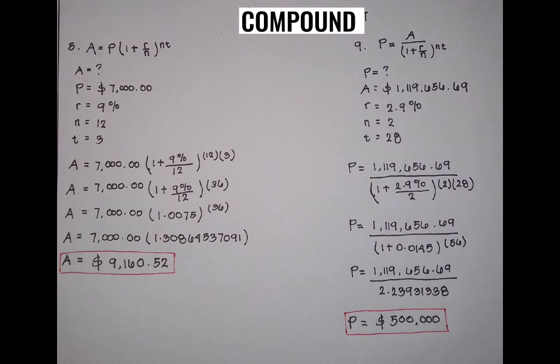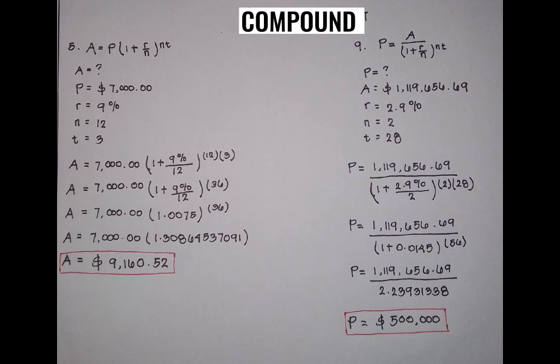Number 9. P is the missing. So P is equals to A over 1 plus R over N raised to the power of NT. So A is 1,119,656.69 US dollar, and R is 2.9%, N is 2, and T is 28. P is equals to 1,119,656.69 over 1 plus 2.9% divided by 2 raised to the power of 2 and 28.